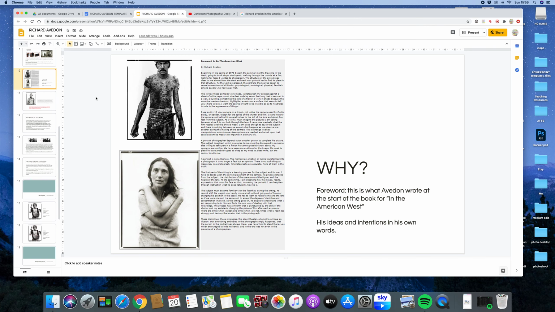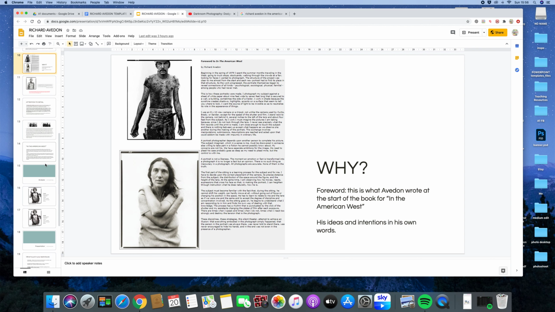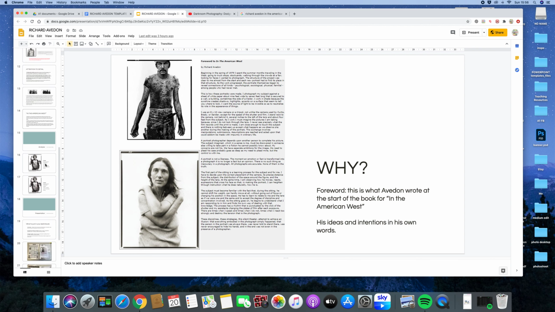And remember, there's that kind of duality as well. Is he exploiting these people? Is he showing a real story? Is he celebrating them? Or is he using them for his own gain? Because Richard Avedon upset a lot of people because he's not actually from the American West. And it's this idea that he's spoiling the idea of the great American dream.